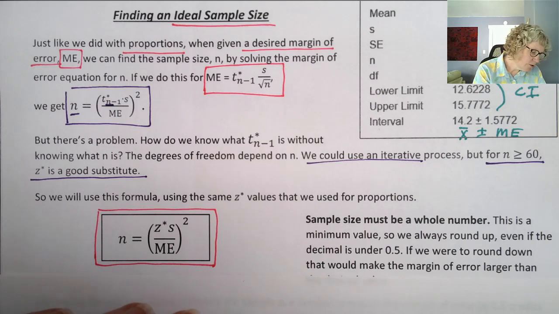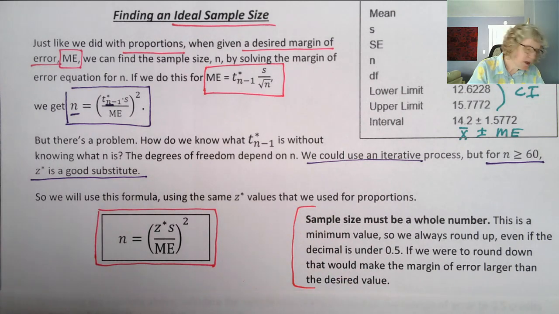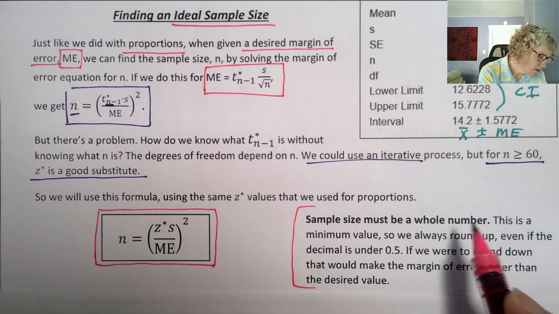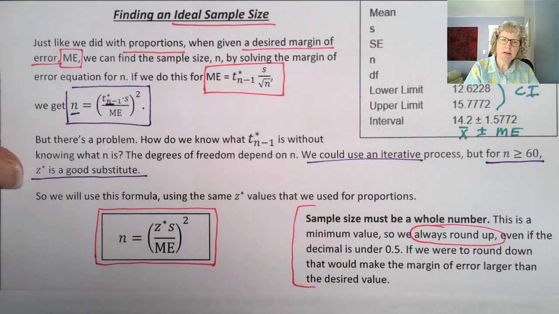And just a reminder, sample size must be a whole number, so we always round up even if the decimal is under 0.5. If we were to round down, that would make the margin of error larger than we wanted. So always round up.